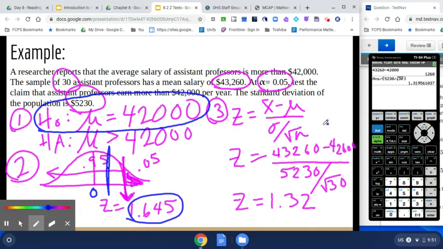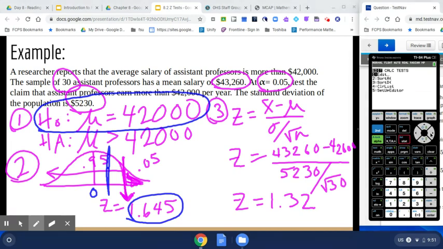To simplify things, we're going to find what's called the p-value using the calculator. So I'm going to go over to my calculator and push stat and over to tests. The very first one says z-tests. I'm going to highlight stats and enter the data from the prompt.